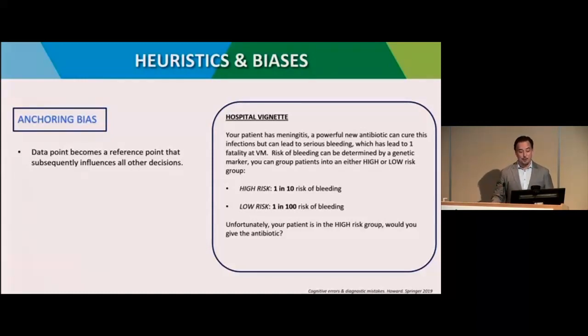So the higher risk group, the risk of bleeding is 1 in 10. The low risk group, it's 1 in 100. Unfortunately, our patient is in the high risk group. Which one would you choose to give the antibiotic? Same question, but let's change it. The high risk group is 1 in 100. The low risk group is 1 in 1,000. We have a high risk person. Would you give them the antibiotic? And having that comparison often can skew what decision we make.